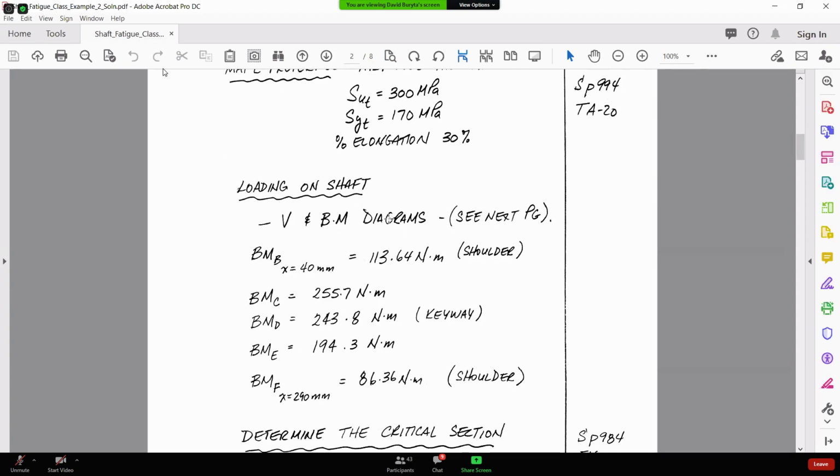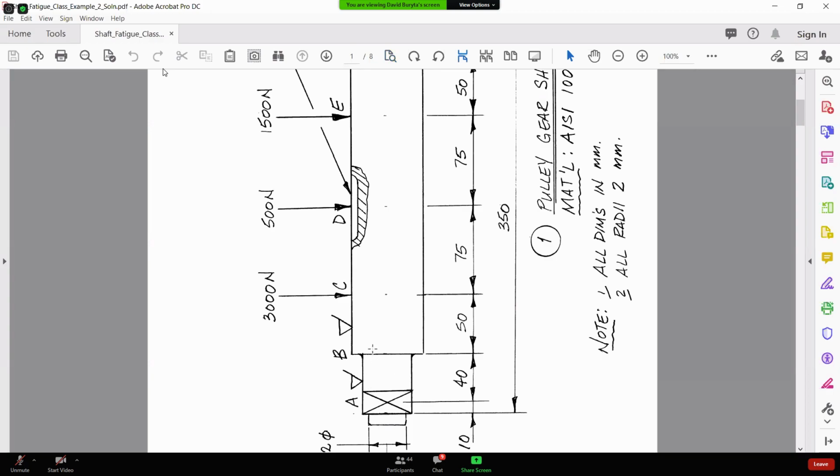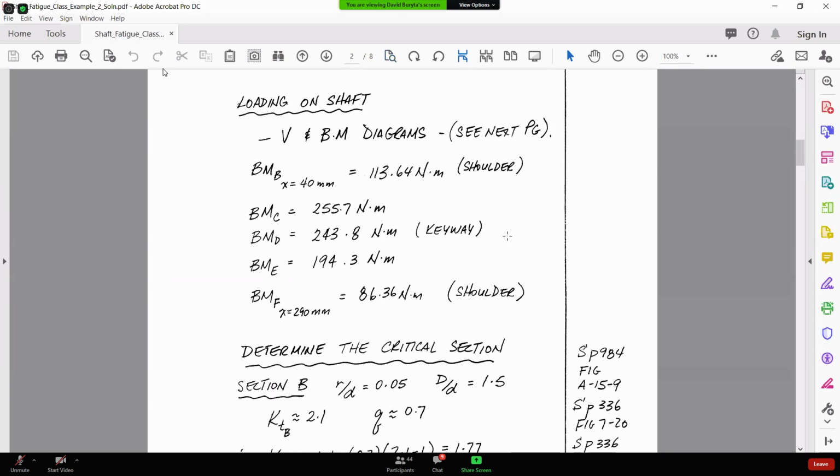So from my shear and bending moment diagrams, what I did was I found where I had a geometric change on the shaft. So at B, I have a shoulder. At C, I don't have anything. At D, I have the keyway. At E, I don't have anything. And at F, I have a shoulder, right? So once you have your shear and bending moment diagrams calculated, and you've found at each one of the places where you have a geometric change or not, you know your bending moments, you can then start to calculate the critical section.